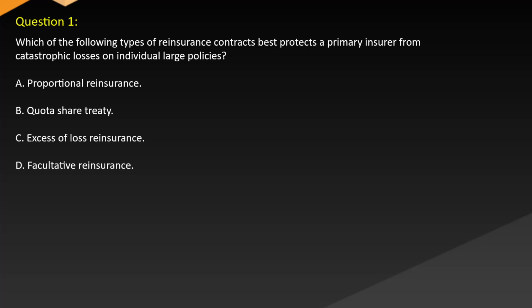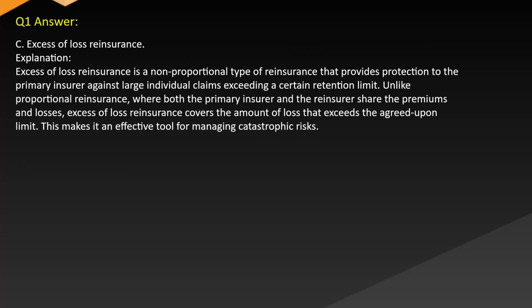Question 1. Which of the following types of reinsurance contracts best protects a primary insurer from catastrophic losses on individual large policies? A. Proportional reinsurance. B. Quota share treaty. C. Excessive loss reinsurance. D. Facultative reinsurance. Answer: C. Excessive loss reinsurance.